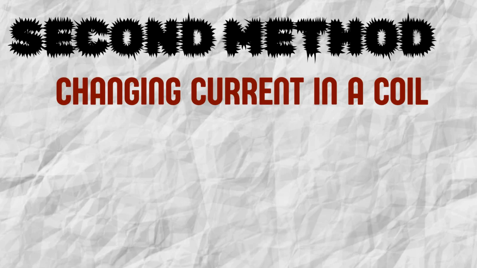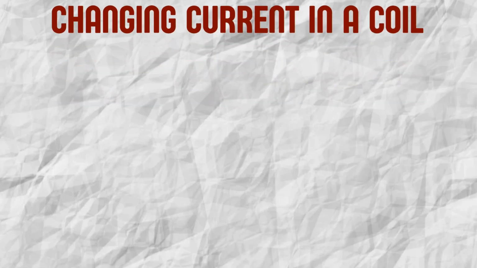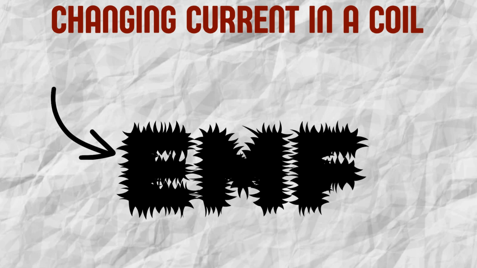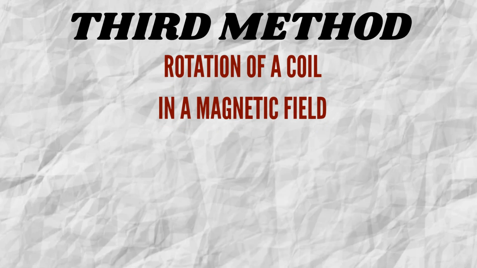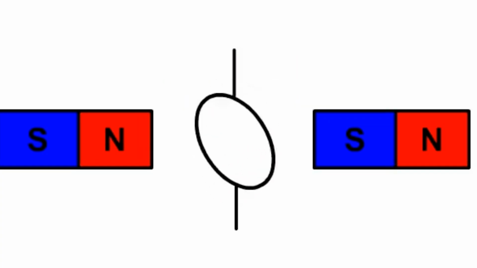The second method is by changing the current within a coil. When the current in a coil changes, the magnetic field around it also changes, which induces an EMF within the coil. The third method involves rotating a coil within a magnetic field. As the coil rotates, the magnetic flux through it changes, leading to an induced EMF.